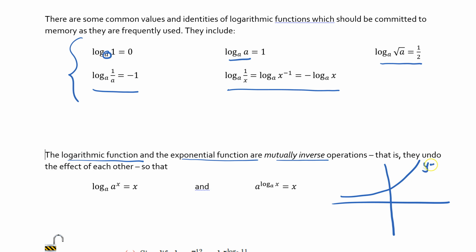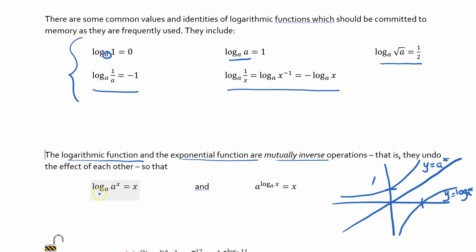So if this was the curve y equals a to the x, and it would cut through at 1, this would be the curve y equals log base a of x. So they're reflections in that line. Again, much more on that later on.